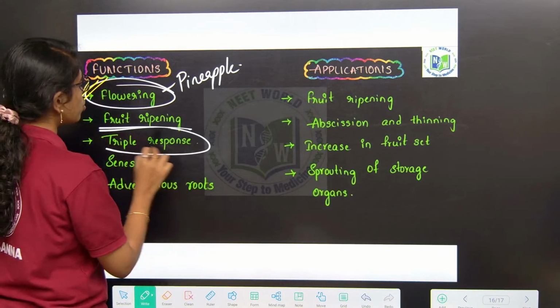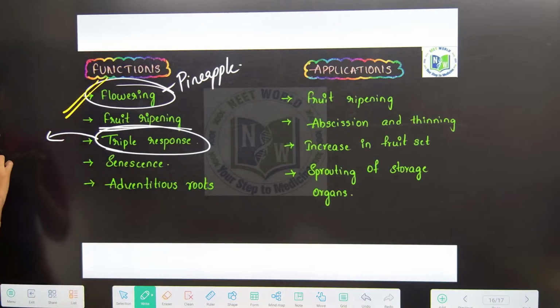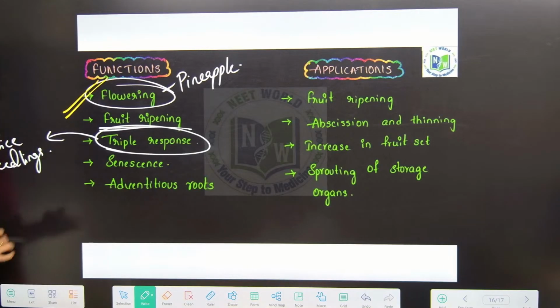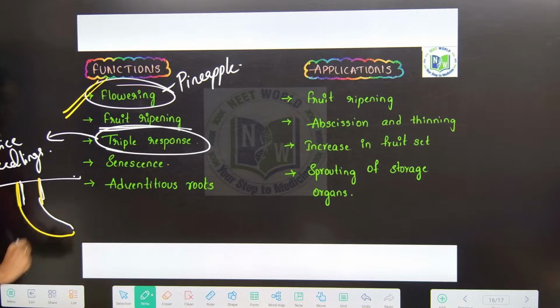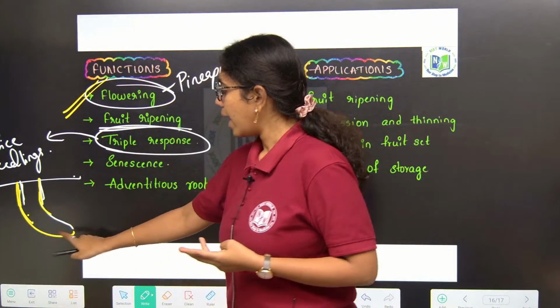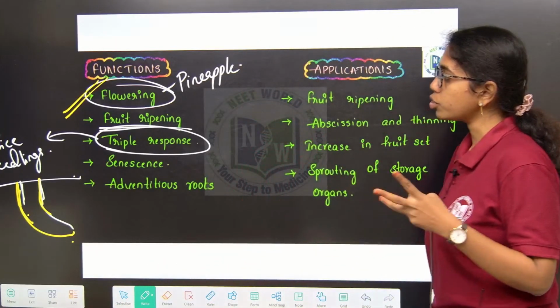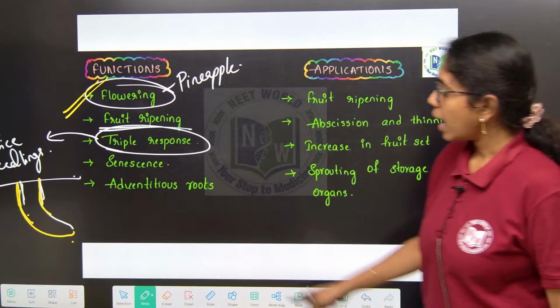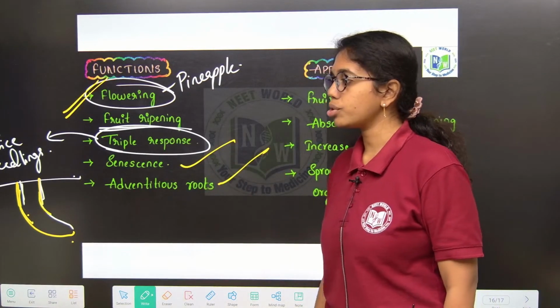Triple response is shown, and the best example is rice seedlings. The first response is an increase in the girth of the hypocotyl, and formation of the apical hook and swelling region. Increase in growth of the hypocotyl, swelling of the hypocotyl and formation of the apical hook. These are the three responses shown by ethylene, especially in rice seedlings. And then it promotes senescence and adventitious root formation also.